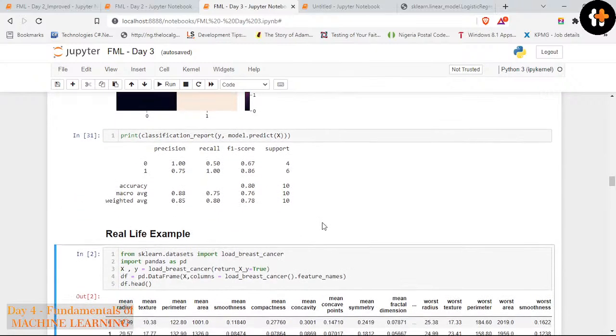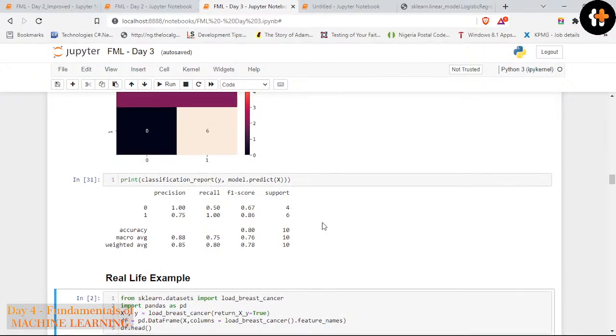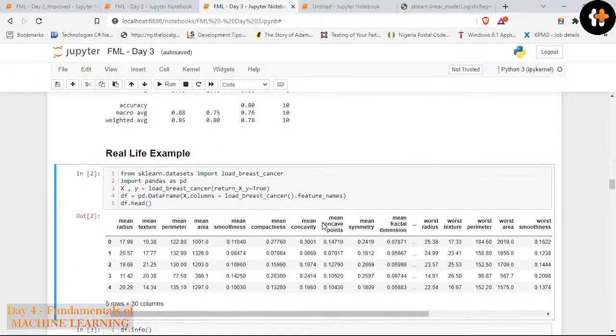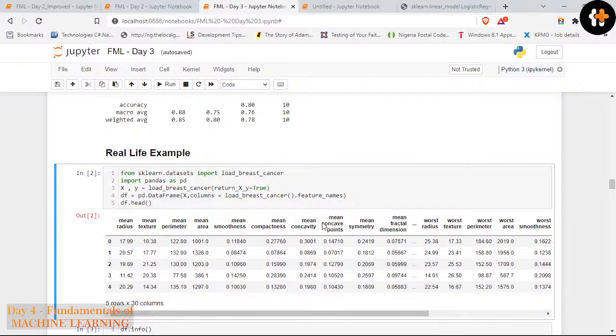Okay, so we'll proceed. Today we'll continue from where we stopped yesterday by looking at an example. In this example, we're using a default data set which came together with scikit-learn, because in scikit-learn you have some data sets like the breast cancer, the California housing, and the iris flower data set.